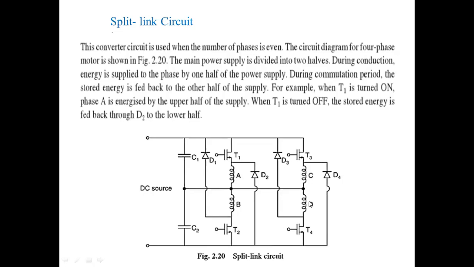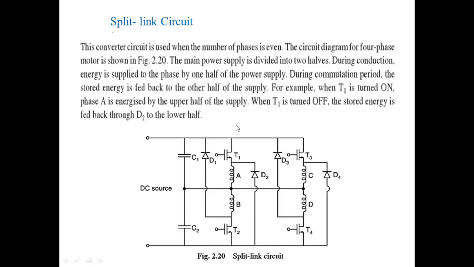Here the converter circuit is used when the number of phases is even. The circuit diagram is shown here for this four phase motor. This is a four phase motor, A, B, C and D, four coils. The main power supply is divided into two halves. During conduction, energy is supplied to the phase by one half of the power supply. This is one half of the supply and this is the other half. That's the purpose of using C1 and C2 capacitors.